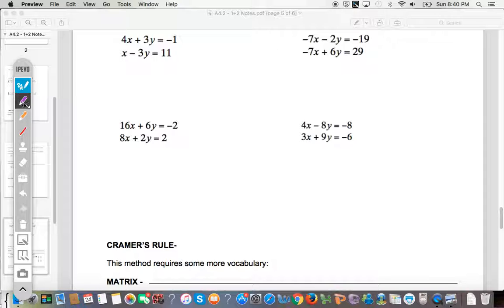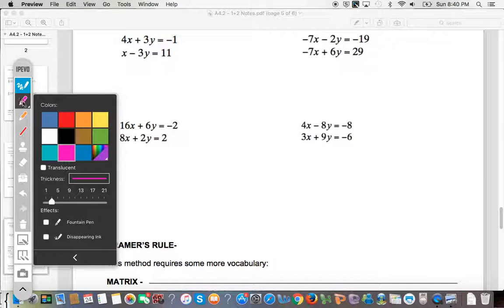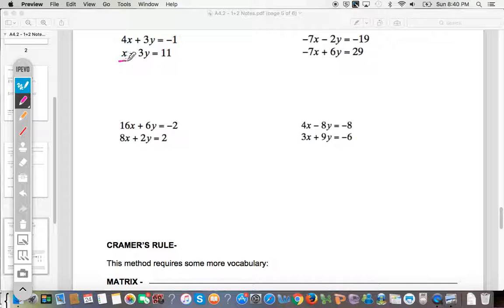Okay, so switch up the color a little bit. Okay, so analyze my equations. Looking at this, x's won't cancel, but our y's will. We have a positive 3y and a negative 3y. Okay, so immediately those cancel because 3y minus 3y equals 0. Okay, 4x plus x is 5x, and negative 1 plus 11 equals 10. So x equals 2.